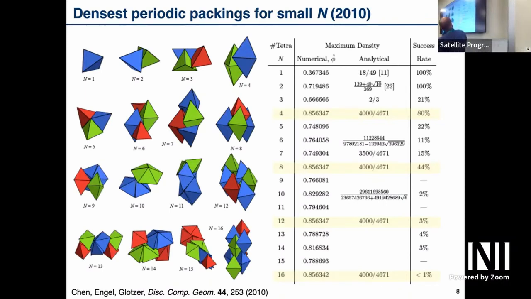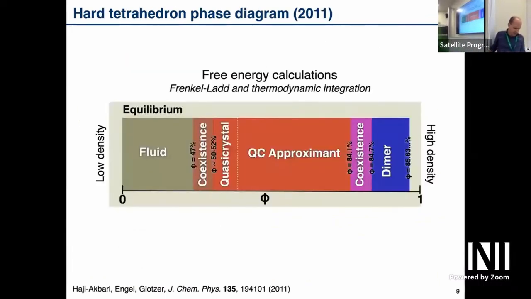We can also see the success rate here. We do simulated annealing to get these packings, and that works quite well. Interestingly, the densest packing is quite different from the quasicrystal from the self-assembly result, and we were aware of that. That's the last slide from the old work. So we made this phase diagram, which was our understanding in 2010.